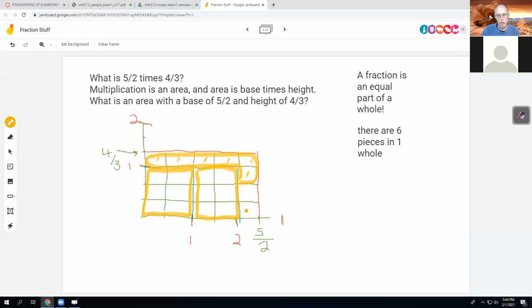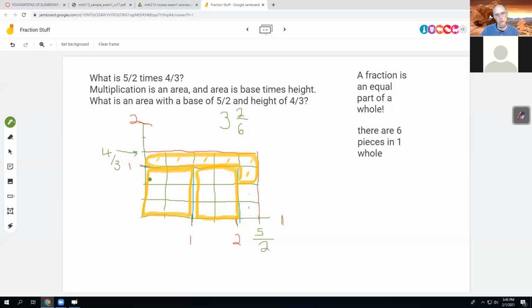And then I have these 2 extra pieces. So one version of the answer, looking at this, is that the area seems to be 3 and 2/6, because I have these 1, 2 pieces down there, and 6 pieces make a whole.